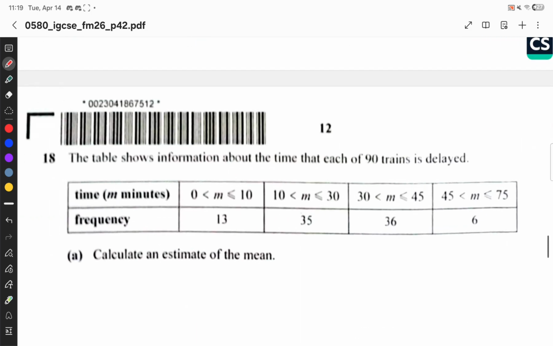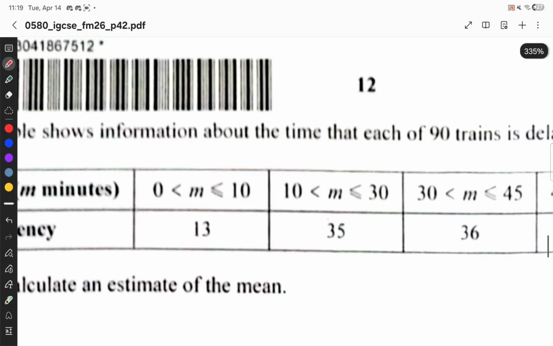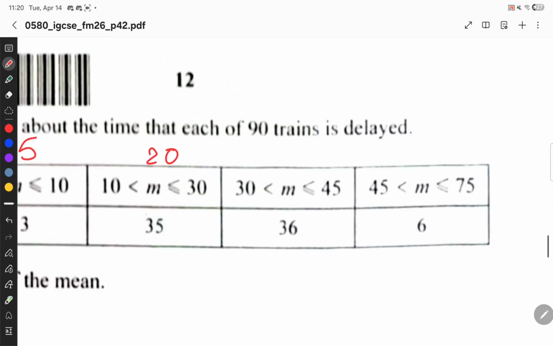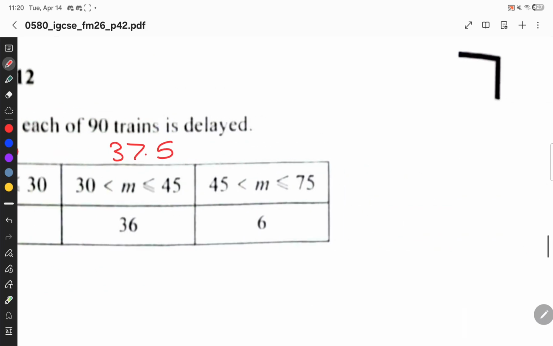Information about the time that each of 90 trains is delayed by. Calculate an estimate of the mean. What do you mean? So this is in intervals, so we just take the middle value. 10 plus 30 over 2 is 20. This is 37.5. 45 plus 75 divided by 2, this is 60.